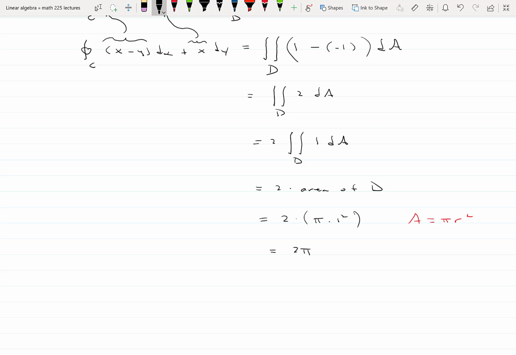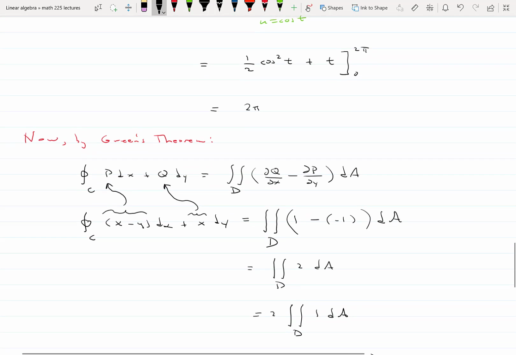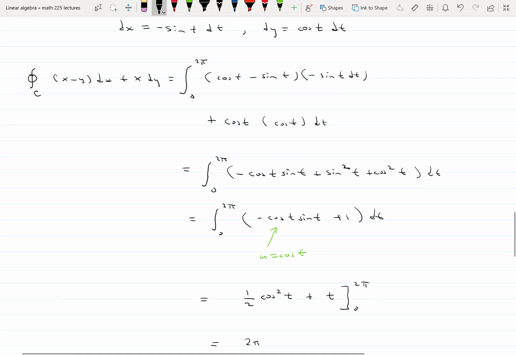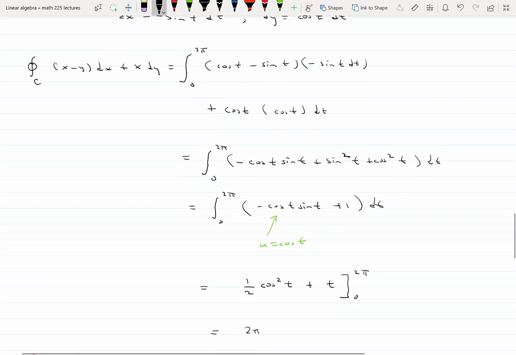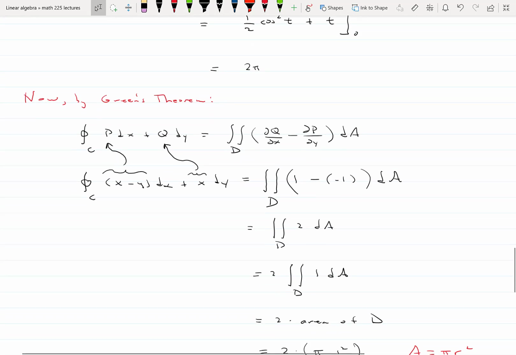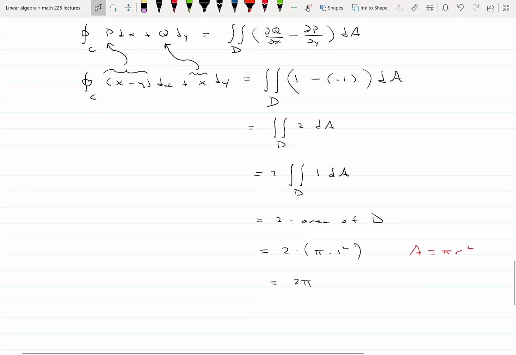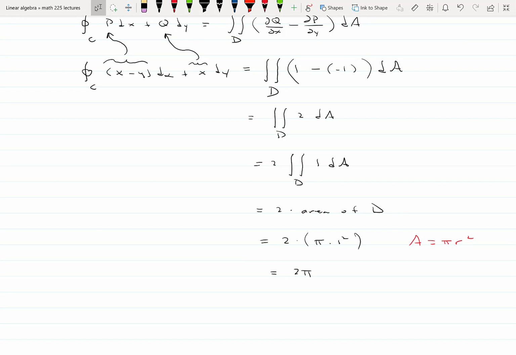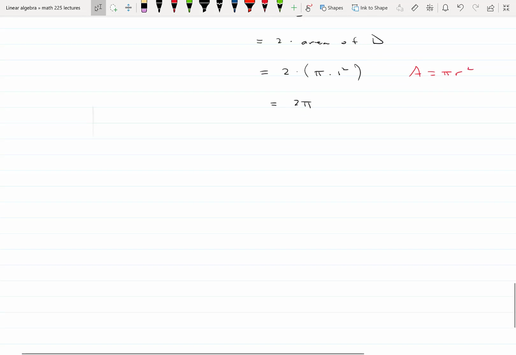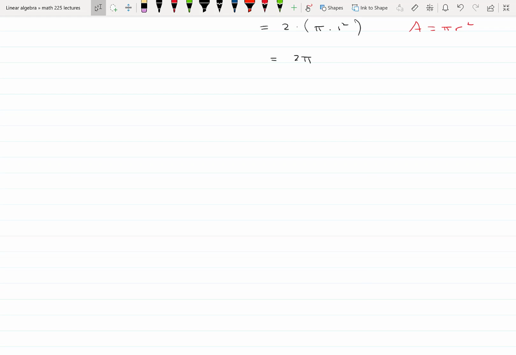Now in this particular example, it wasn't that much simpler to use Green's theorem than it was to just compute the line integral directly. It was simplified a little in that we didn't have to actually evaluate a double integral. But I want to look at a little bit more of an extreme case. Okay, so here's our next example.